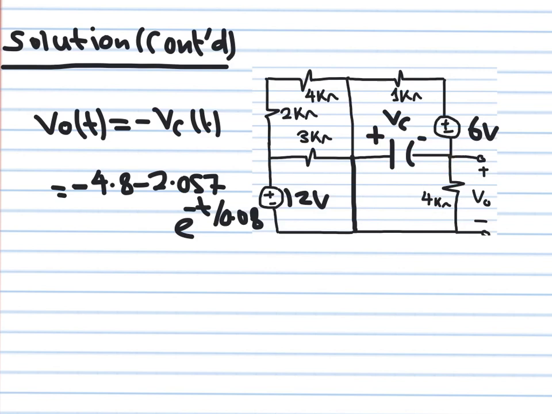So the last step in my solution is to say that V naught of T is equal to minus VC of T, and then I multiply the VC of T I got with a negative sign. So this will be the output voltage V naught of T. It is equal to the negative of the capacitor voltage at any time step. So you can see the capacitor voltage started with 6.857 volts, and then this charged to 4.8 volts, and it will remain at 4.8 volts until infinity. This is the steady state voltage.